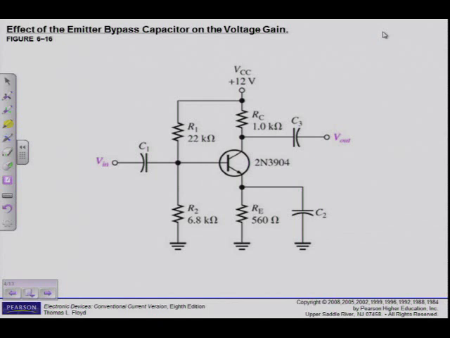Please also mark this because this is the only place where they show in this textbook how to determine the value of C2. But before we get to this specific problem in figure 6.16, the effect of the emitter bypass capacitor on the voltage gain.